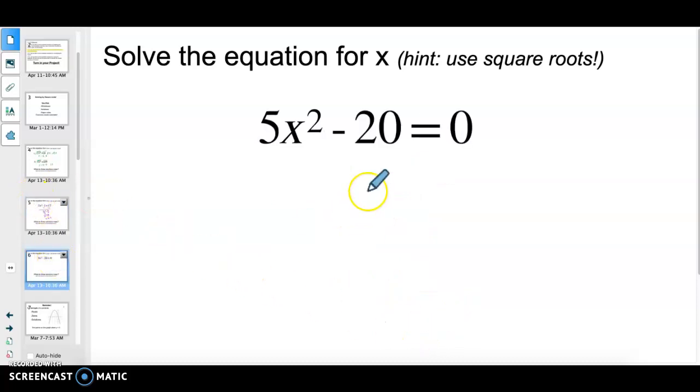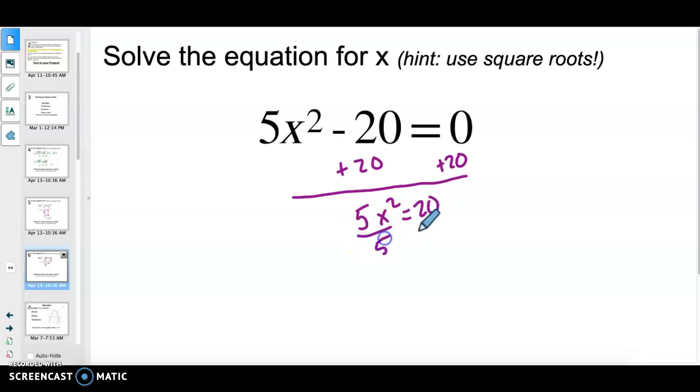So one more example like that. In this situation, I still want to get that x squared by itself first before taking the square root. So I'm going to add 20 to both sides. So it doesn't matter that it equals 0, it doesn't change anything. So we've got 5x squared equals 20. We'll divide by 5 on both sides. So x squared equals 4.